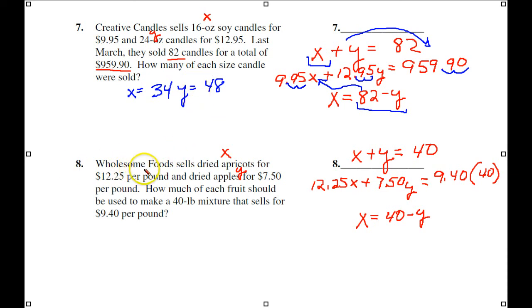Number 8 is very, very similar. We have dried apricots that sell for this, that I'm going to classify as X. Dried apples that sells for this, that I'll classify as Y. And you want to make a mixture that is 40 pounds. So X plus Y equals 40. This is what the X cost. This is what the Y cost. And you want to make a mixture that costs this, and it's 40 pounds. There are your two equations. And again, get rid of the decimals.